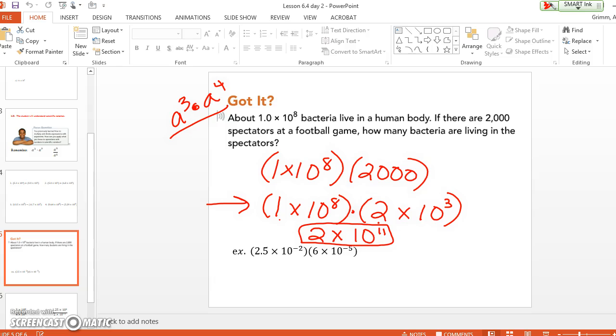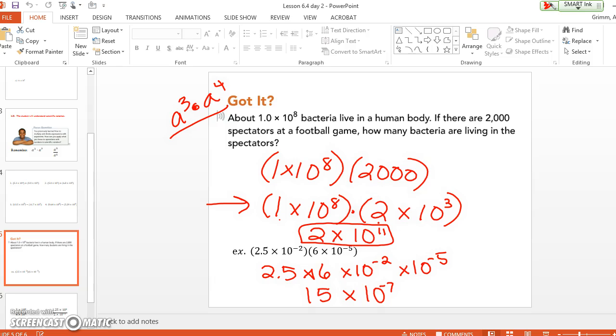All right, so let's try this one. Again, this is all straight multiplication. I could write this in any order I want. So I could reorder it like this, and it's the exact same thing. So I need to multiply 2.5 times 6. What is 2.5 times 6? 15? Is that right? Times 10 to the what power? 10 to the negative 7. There you go. You're adding those integers again.